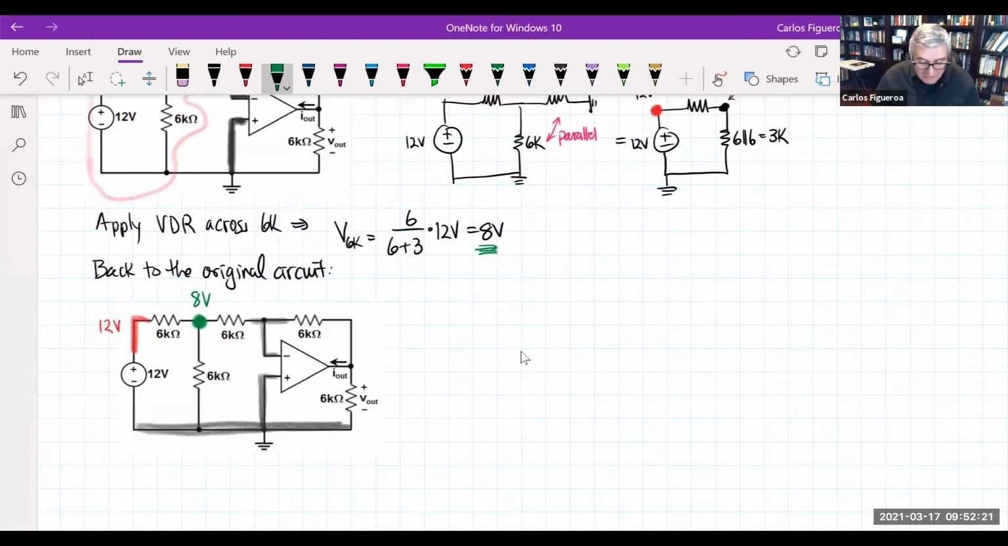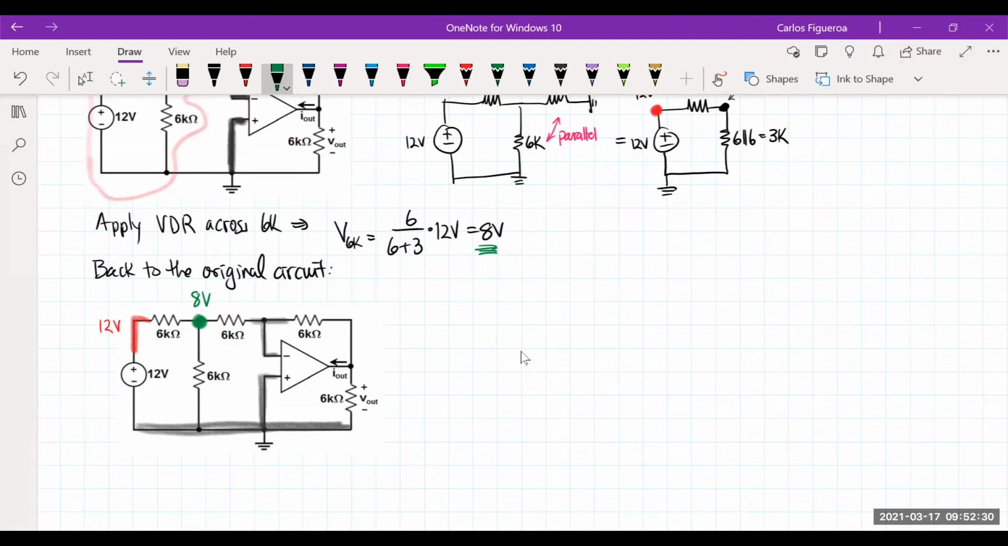So now I can just use Ohm's law to calculate this thing here. If I know that that's 8 volts, this is a 6K.